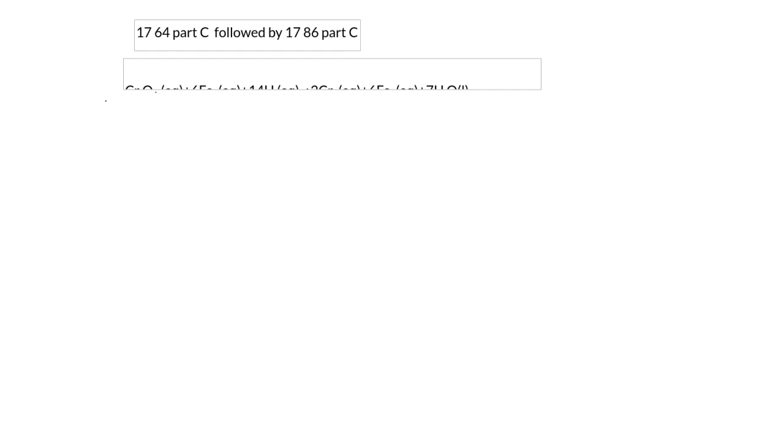Let's take a look at 1764 Part C, followed by 1786 Part C. The reason I'm doing this is because both use the same equation and both just do different things with the results from that equation. In 1764, they want to know the standard change in Gibbs free energy for the equation, in which case they're going to use the equation Gibbs free energy equals a negative nFE naught.